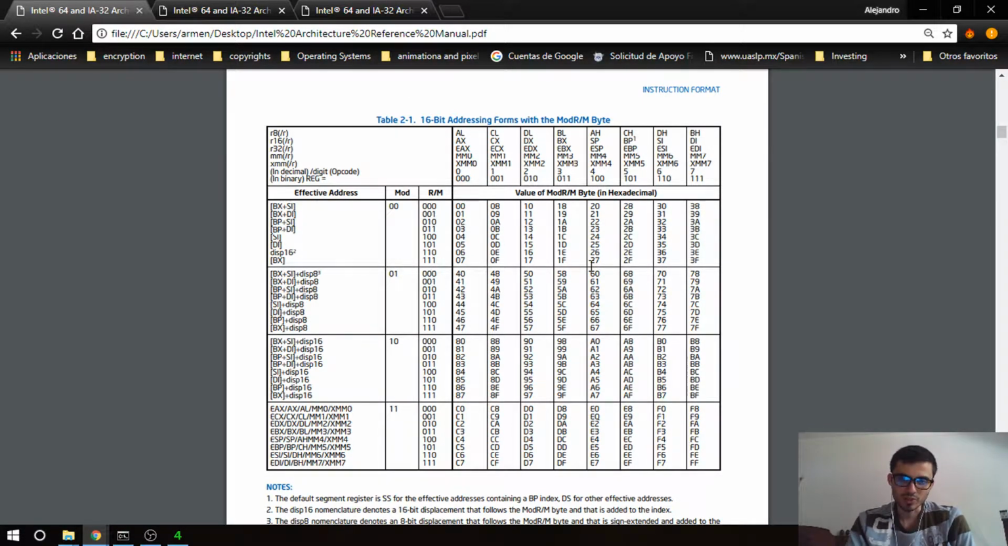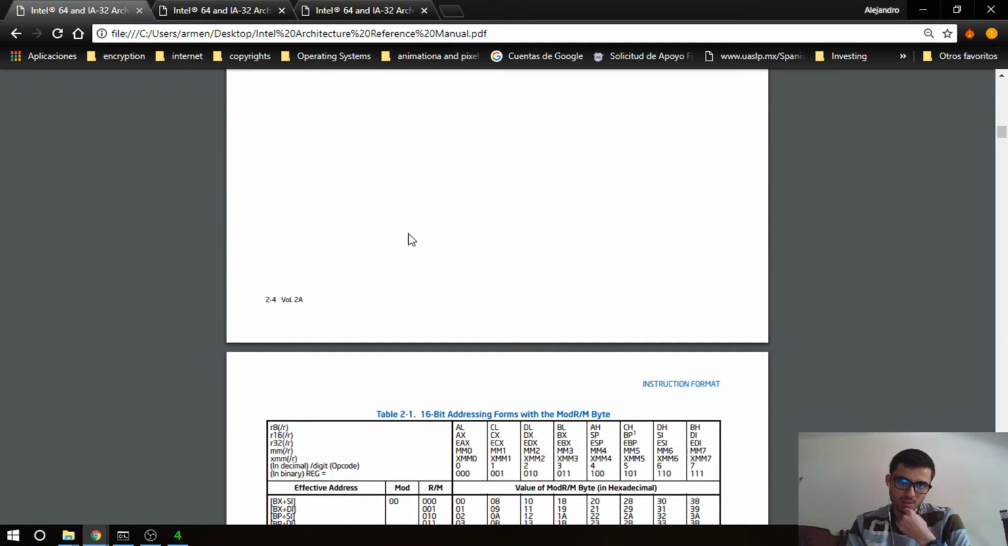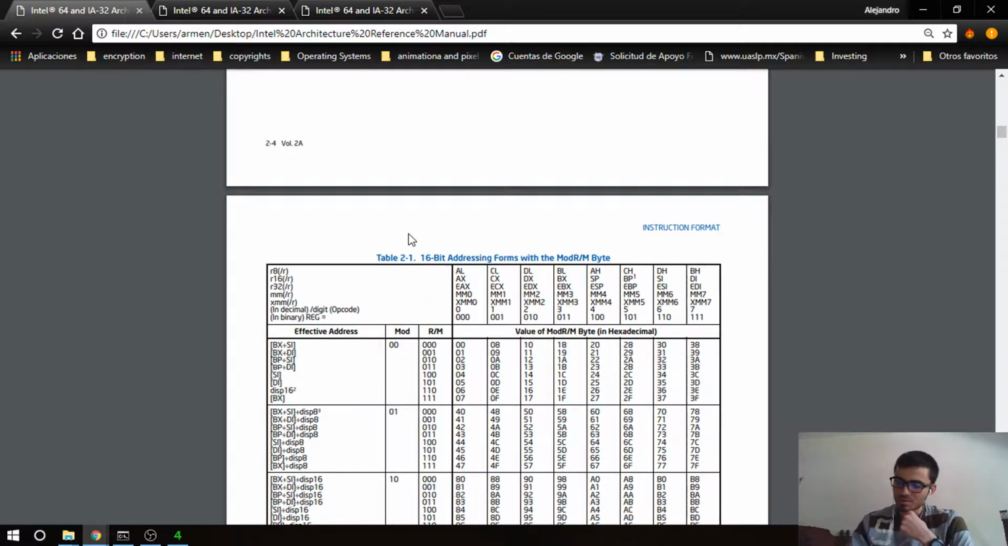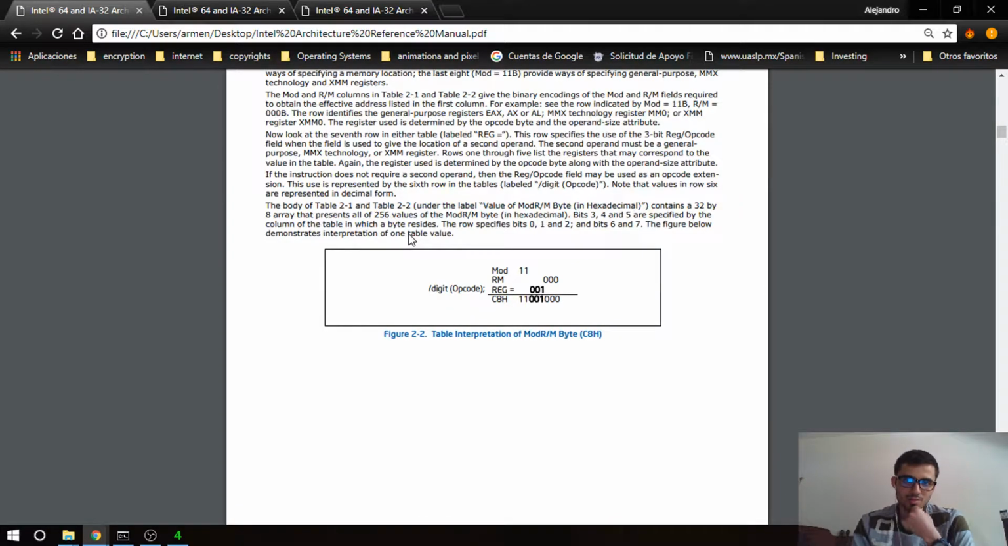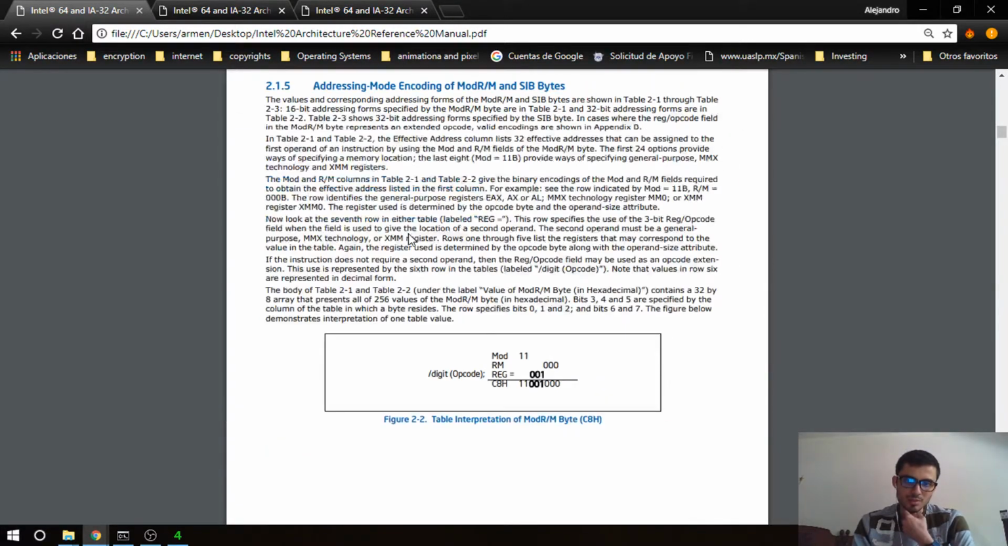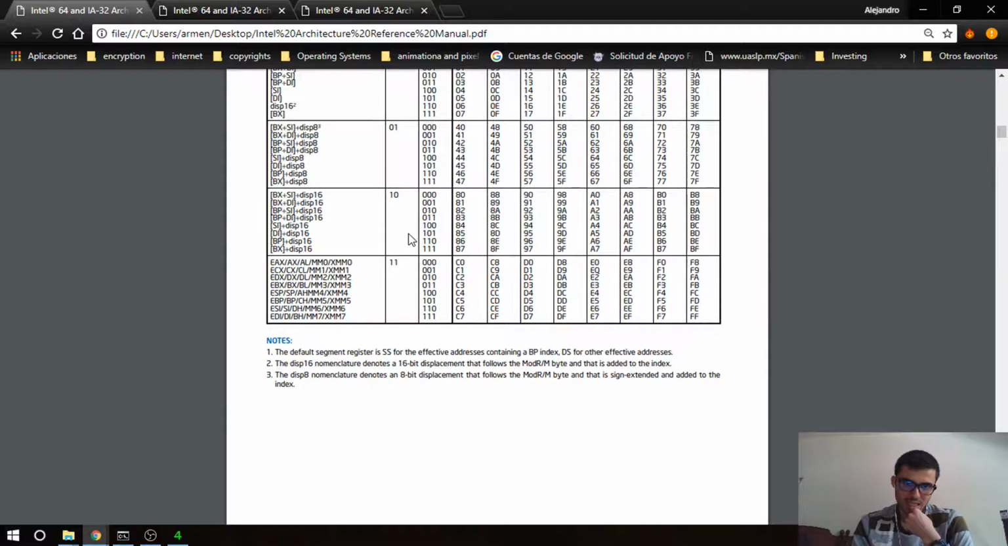That's good. This is our first table that we look at, the way the encoding goes into the ModRM byte and the SIB, sorry, how's it called, SIB, sorry. I'm sorry.